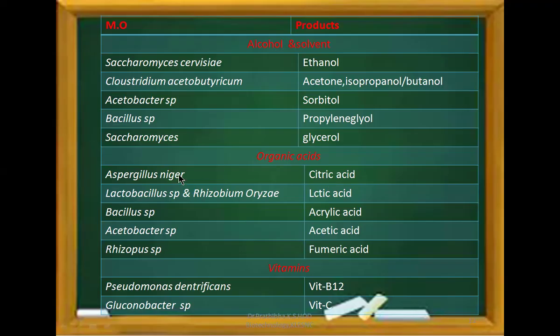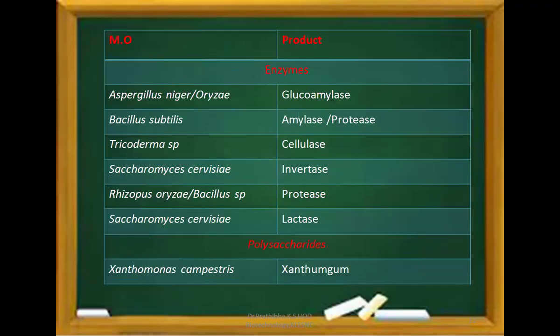Citric acid can be obtained by Aspergillus niger. The lactic acid by using Lactobacillus species or maybe Rhizopus oryzae. Acrylic acid by using again Bacillus species, a different variety. Then acetic acid by Acetobacter species. Fumaric acid from the Rhizopus species. Then vitamin B12 we can obtain from Pseudomonas denitrificans. Vitamin C, Gluconobacter species. So these are the products which are obtained by microorganisms.